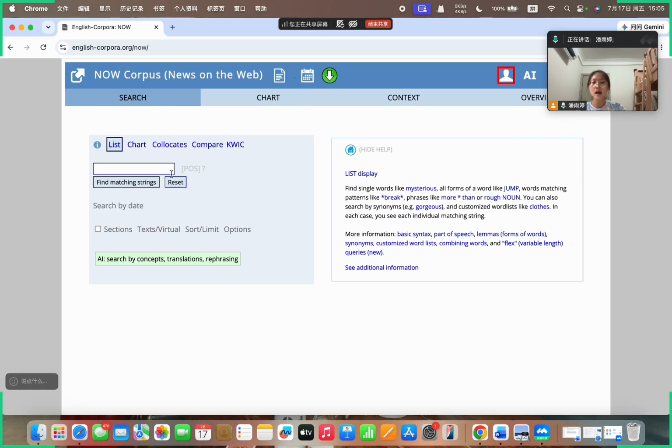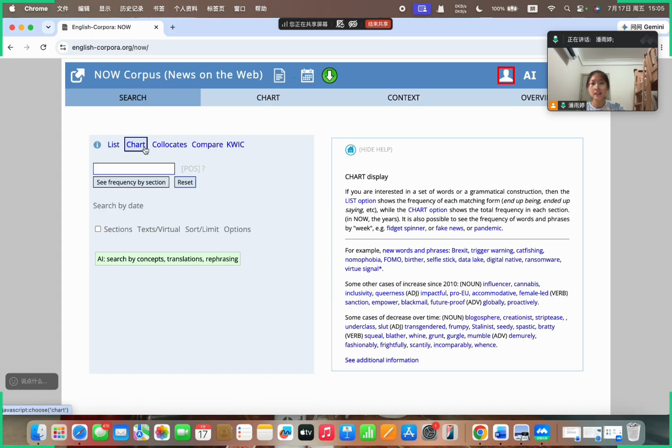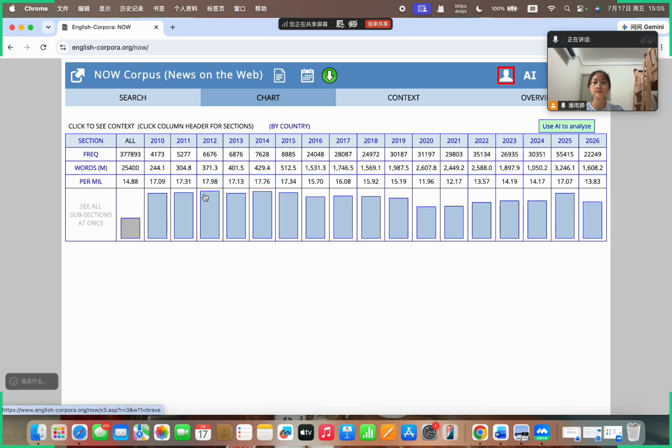I start on the search page of the noun corpus. For my first objective, frequency and distribution, I use the chart feature. I click chart, and in the search box, I type the word brief. Then I click see frequency by section. Here are the results. The corpus shows the frequency of brief by year.